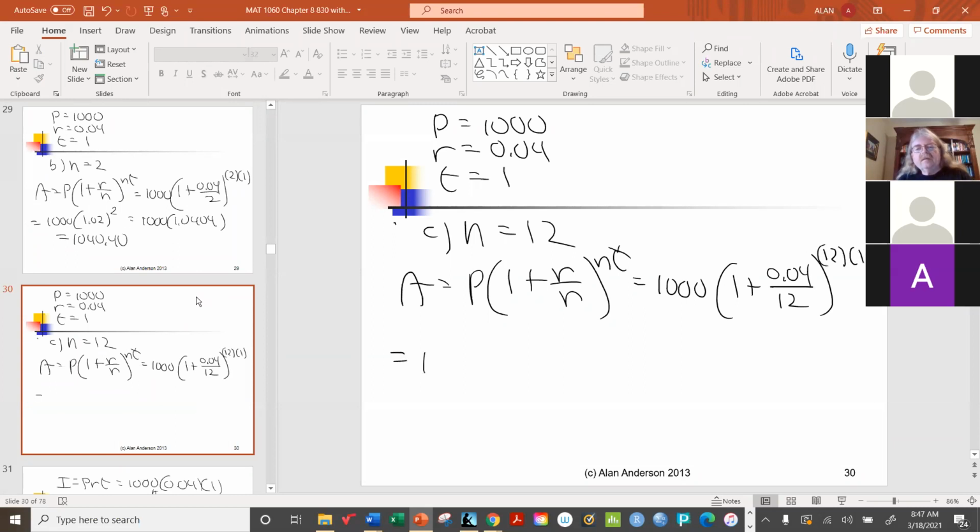Okay, so we can think of this as 1,000 times 1.0. Now, when you divide 4% by 12, you're going to get a number that may need to be rounded slightly. Let's use 6 digits. That should preserve the accuracy, because remember, this has to be rounded to dollars and cents anyway. So what you've got here is 1040.74.